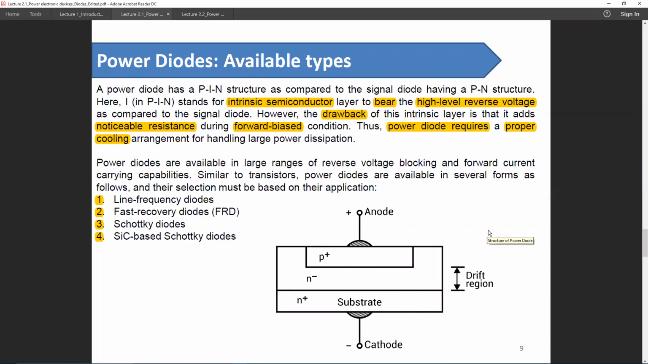So here is a definition of the intrinsic semiconductor, which is denoted by this n minus drift region. You can probably tell by the sign that the doping of this n-type material is less in this area compared to this n plus structure. Less doping means less conduction. So it translates to a higher reverse voltage, but there is always a drawback, which is a higher than average resistance during forward bias condition. That can be tricky when it comes to cooling the device.